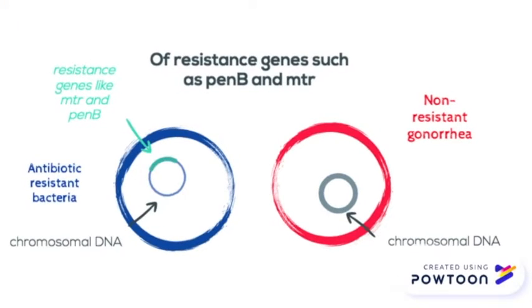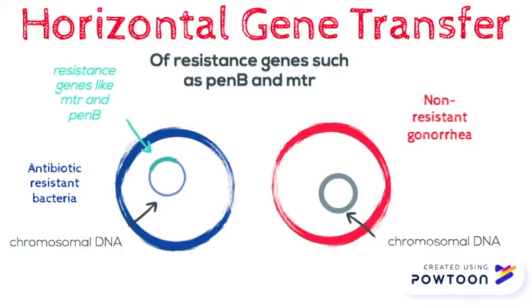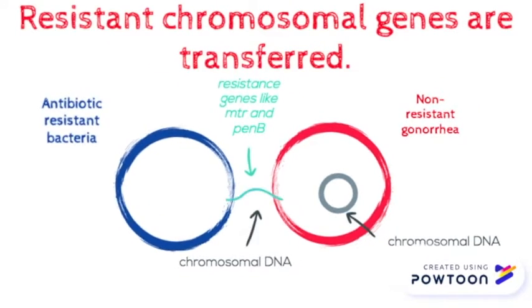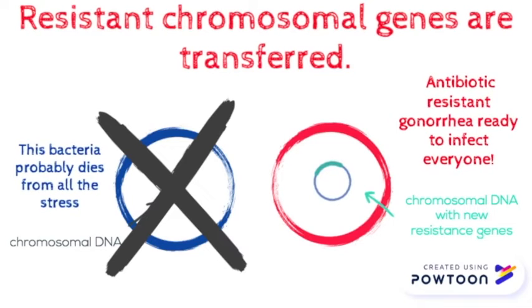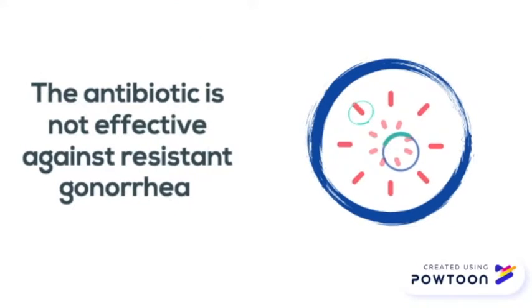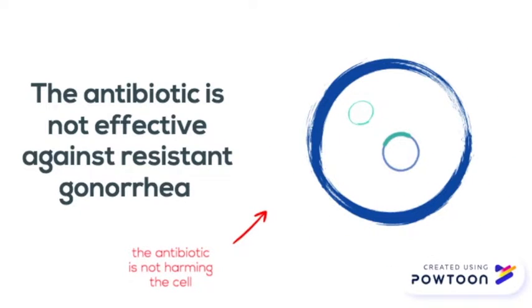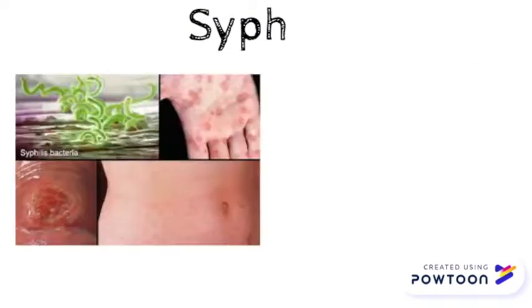The two main mutated chromosomal genes that developed in response to penicillin and now offer resistance to many drugs are MTR, which codes for a transport system that expels drugs from the cell, and PEN-B, which codes for a porin. Mutations in this gene reduce the ability of drugs to enter the cell.